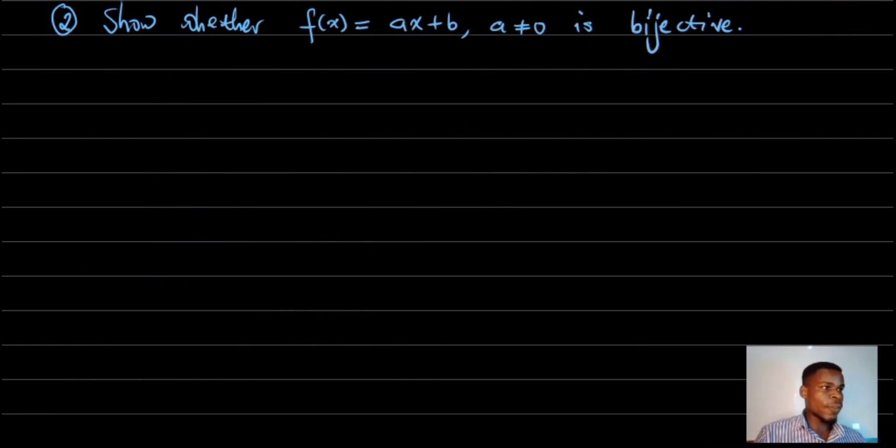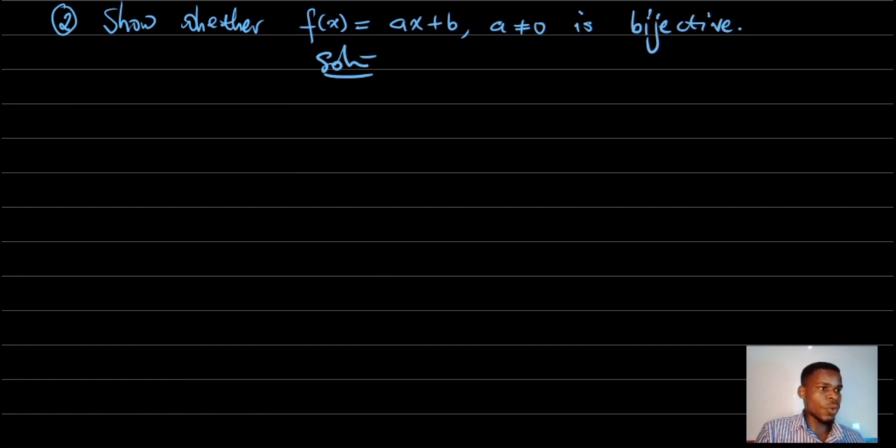For the next example, we want to show whether this function f of x equals ax plus b, where a is non-zero, is bijective. So that is a linear function. To show whether this function is bijective, we have to show whether it is injective and surjective. Remember, for a function to be bijective, it has to be both injective and surjective. So this is going to be like two parts.